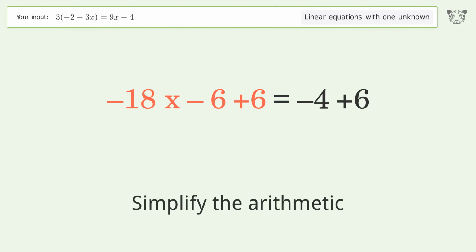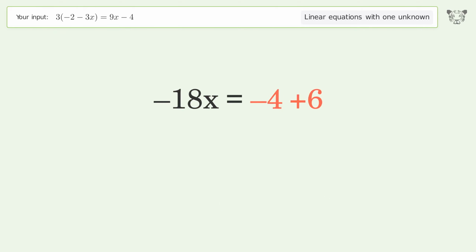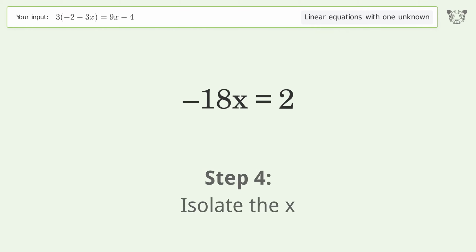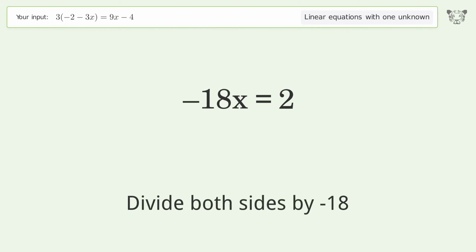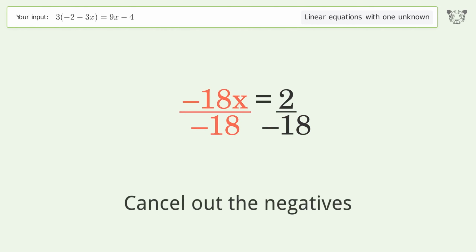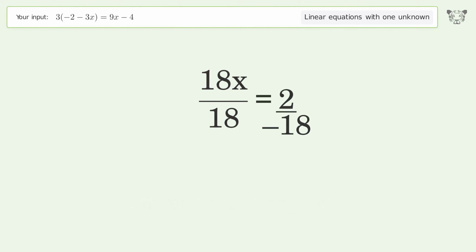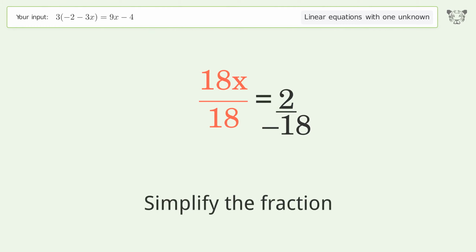Simplify the arithmetic. Isolate the x. Divide both sides by -18. Cancel out the negatives. Simplify the fraction.